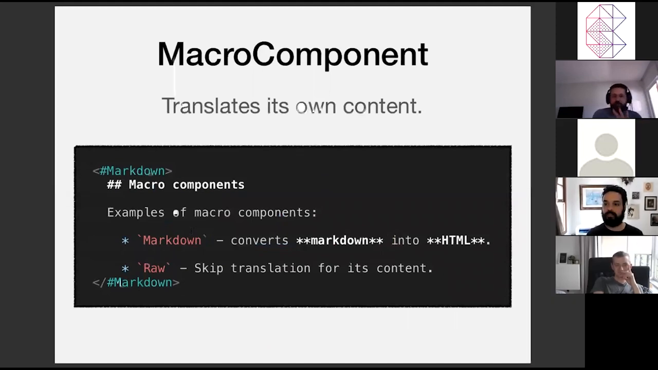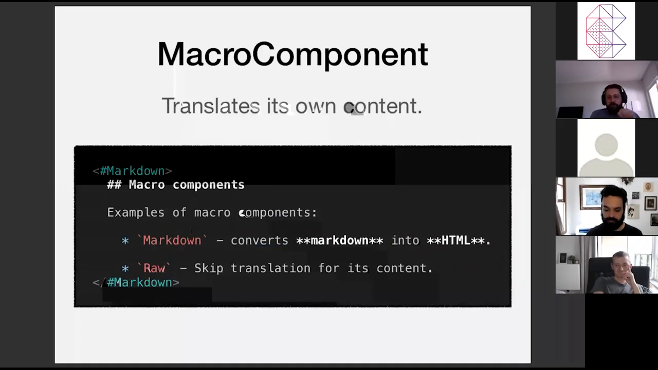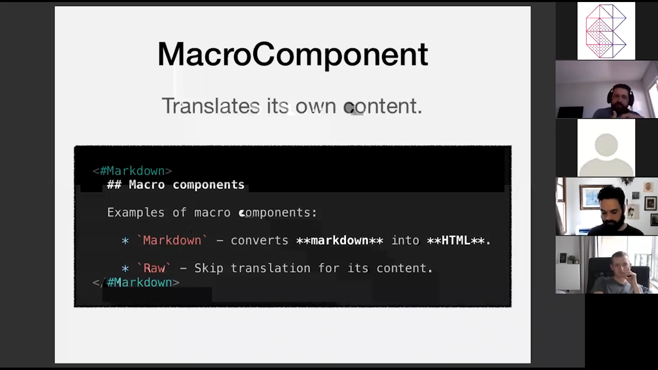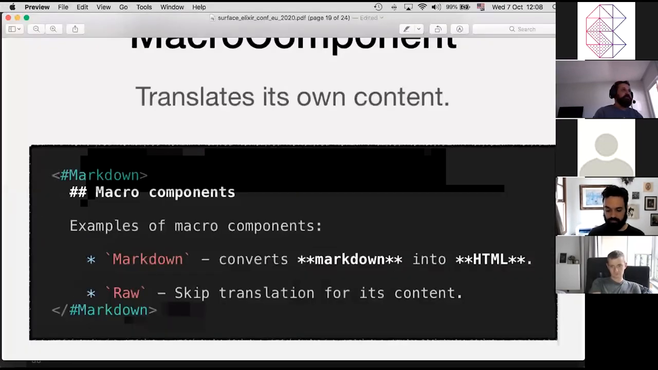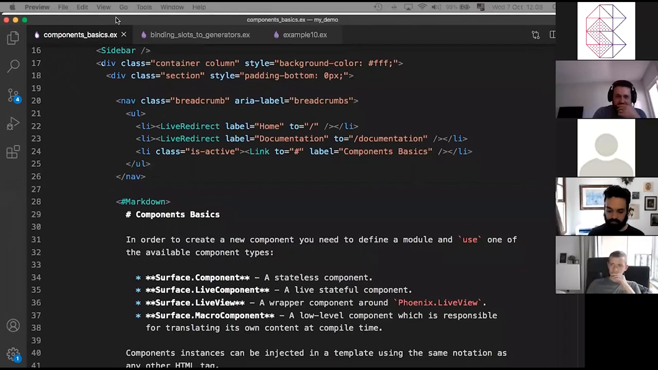There is another kind of component that we cannot find as well in Phoenix, which is the macro components. And they are really handy. I mean, this one is the markdown component. You can actually create a component that says, look, Surface, don't parse the content. I will parse the content myself. So you create a way to extend the language. The Surface website uses this a lot because it's really handy.